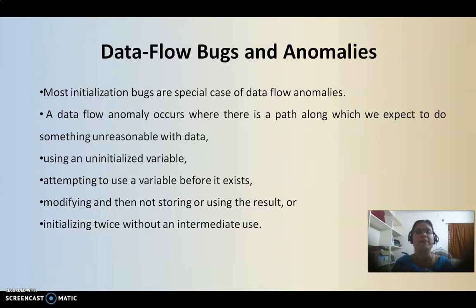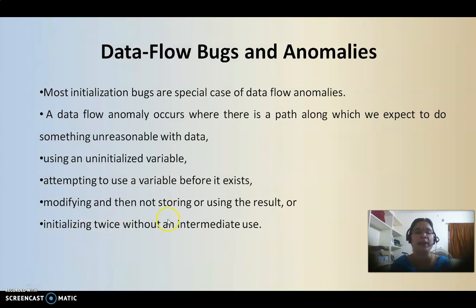Where there is a path along which we expect to do something unreasonable with the data, whatever path is there, we substitute in that path whatever data we have. Then there is using an uninitialized variable, attempting to use a variable before it exists. That means the variable is not initialized at all, and we are trying to use it. Even though the variable does not exist, you are going to use it.